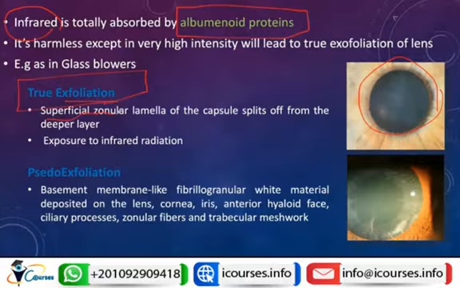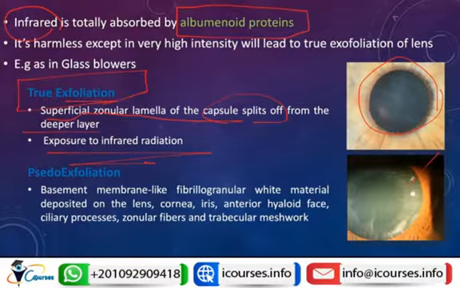A superficial zonular lamella of the capsule will split off from the deeper layer due to exposure to the infrared radiation. This shouldn't be confused with a well-known disease called pseudoexfoliation, in which there is deposition of fibrogranular material all over the body organs, including the lens, making an appearance of a pseudocapsule in front of the lens. So this is pseudoexfoliation, not the true exfoliation caused by the infrared rays.